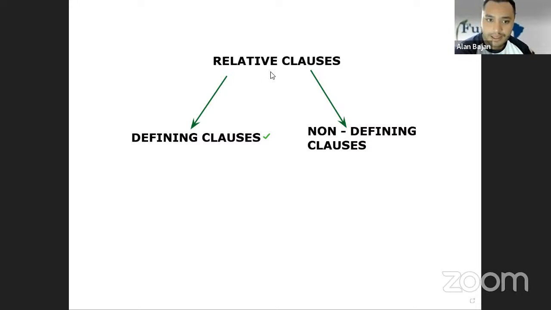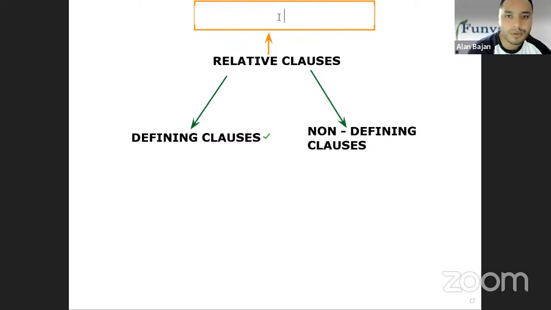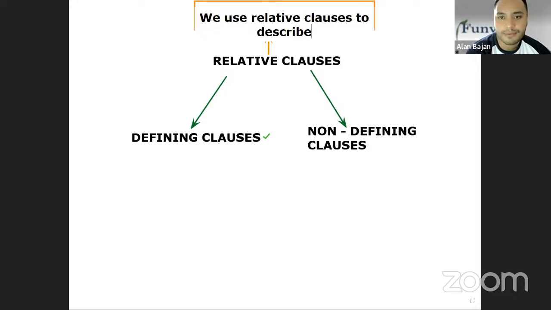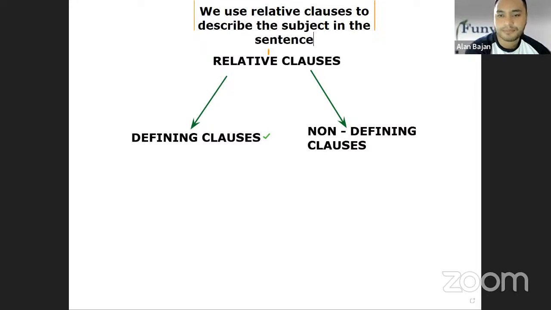Because why we use relative clauses? We use relative clauses to describe the subject. To describe the subject here. We use relative clauses to describe the subject in the sentence.